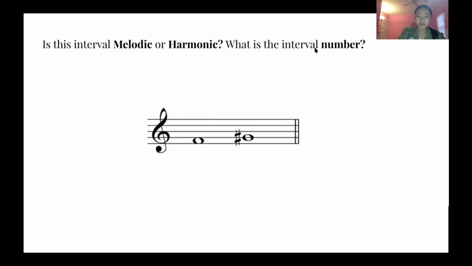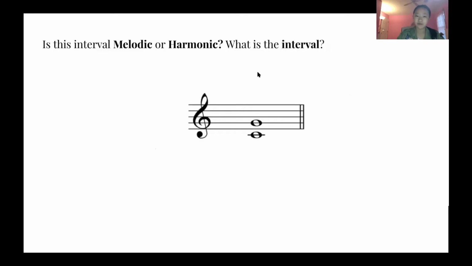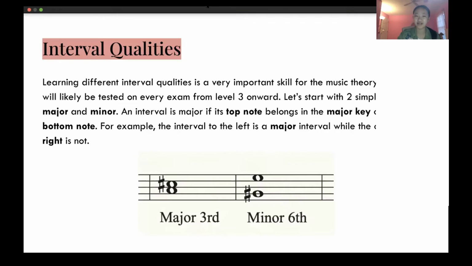Okay, so I'll call on someone for this one. Is the interval melodic or harmonic? And then what is the interval number? Melodic, and the interval number is 2. Very good. It's a melodic second. That's what we would call it. Okay, we have one more. A harmonic fifth. Awesome. Okay, that's it. I think you guys don't need further anything on that because that was pretty easy.